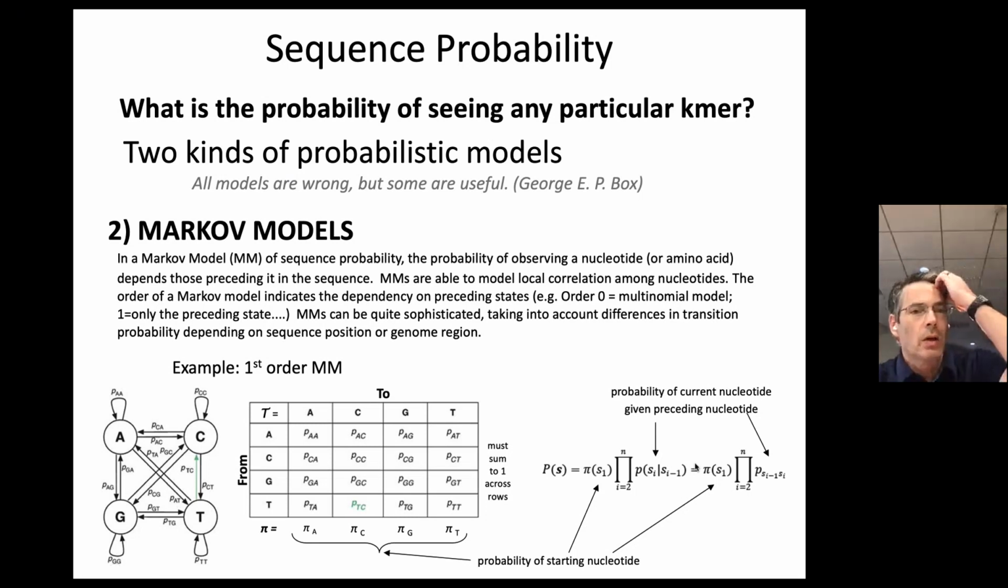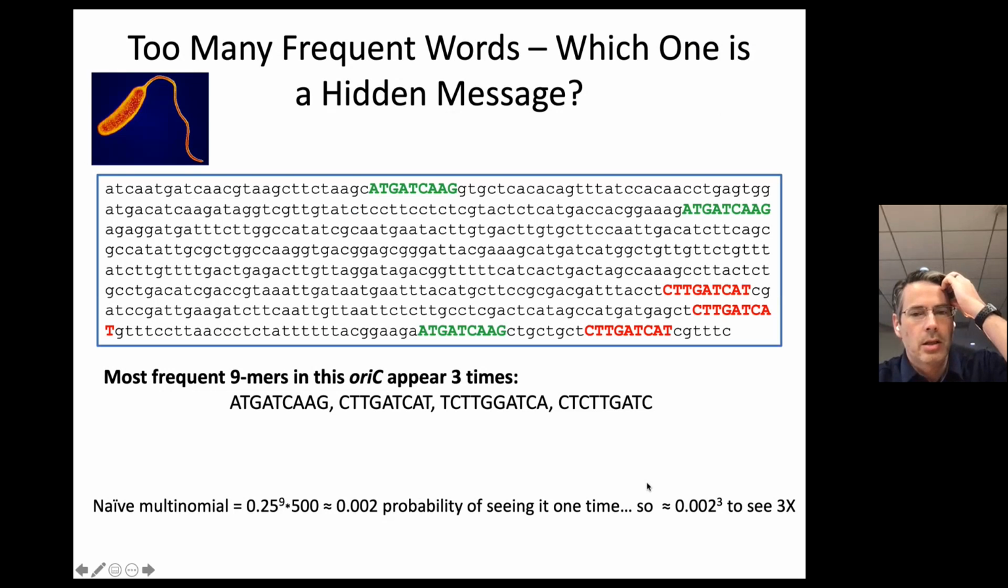Okay, so back to this issue we had in the Vibrio origin of replication, we've got some patterns. We've got multiple patterns that happen 3 times. And so the question is, what's the likelihood that we would see that just by chance? Just random sequences of nucleotides. They don't have any biological meaning.